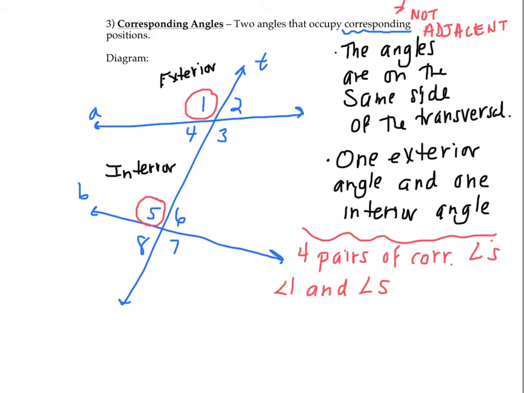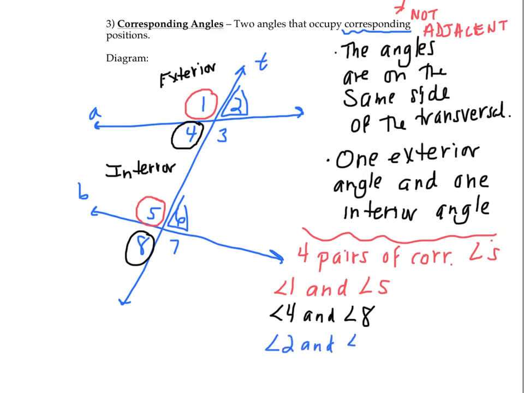Let's take a look and see if we can find some more angle pairs that are corresponding. If we stick with this side of the transversal, let's look at angle 4 next. It corresponds to angle 8. So angle 4 and angle 8 are another pair of corresponding angles. Next, angle 2, right up here, is a corresponding angle with angle 6. And of course, that leaves us with our final pair, angle 3 and angle 7. Again, they can't be adjacent to each other. One has to be exterior, one has to be interior, and they have to be on the same side of the transversal.